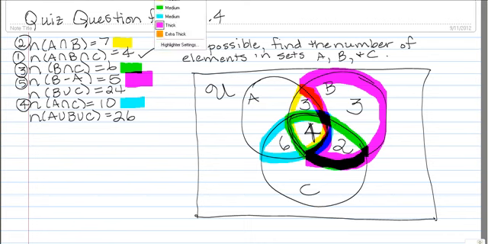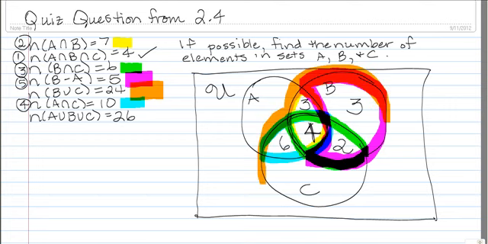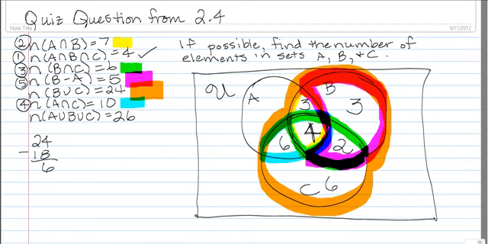Okay. Now B union C. Let me get another color. B union C is everything in these 2 circles. As I look at this, I notice I have numbers in all the regions except for this one right here where the C is located. So I need a total of 24, and if I add up what I have, 6 plus 4 is 10, plus 6 more would be 16, 17, 18. So 24 minus 18, I would need 6 more in this region.